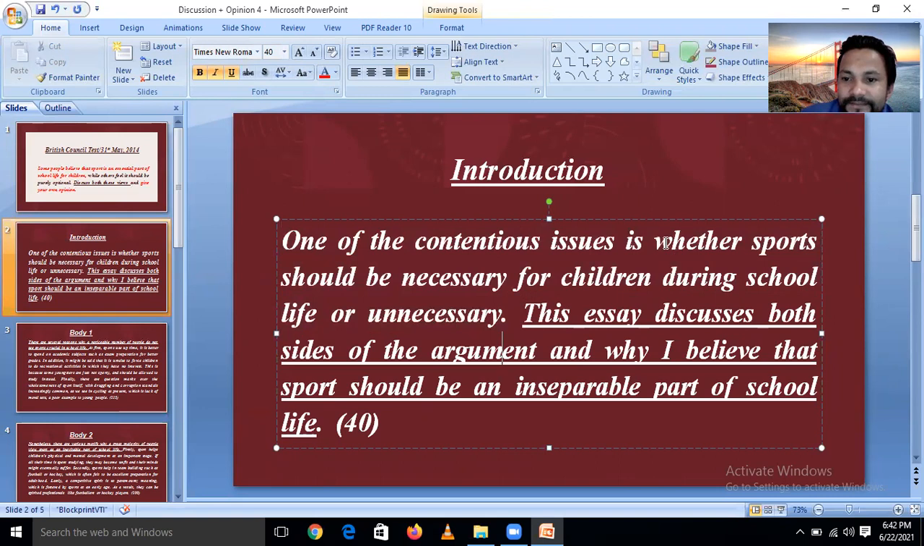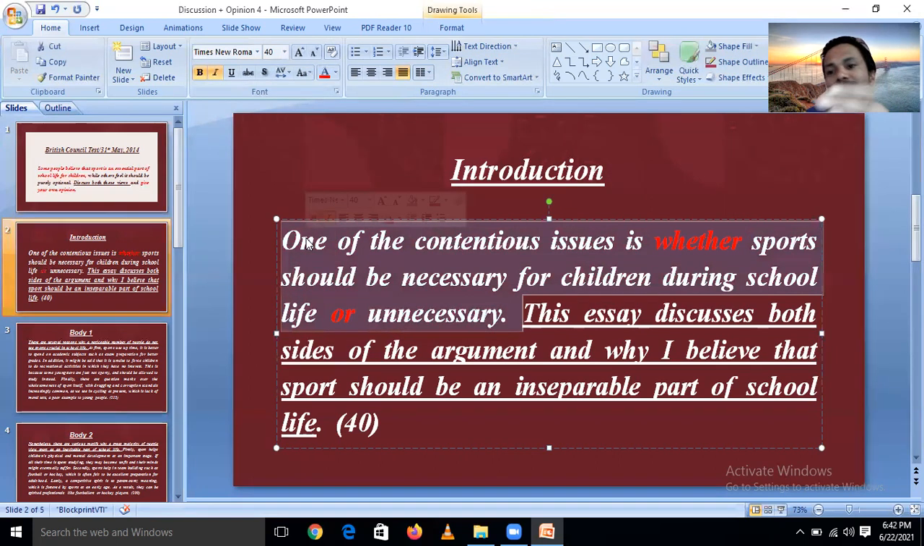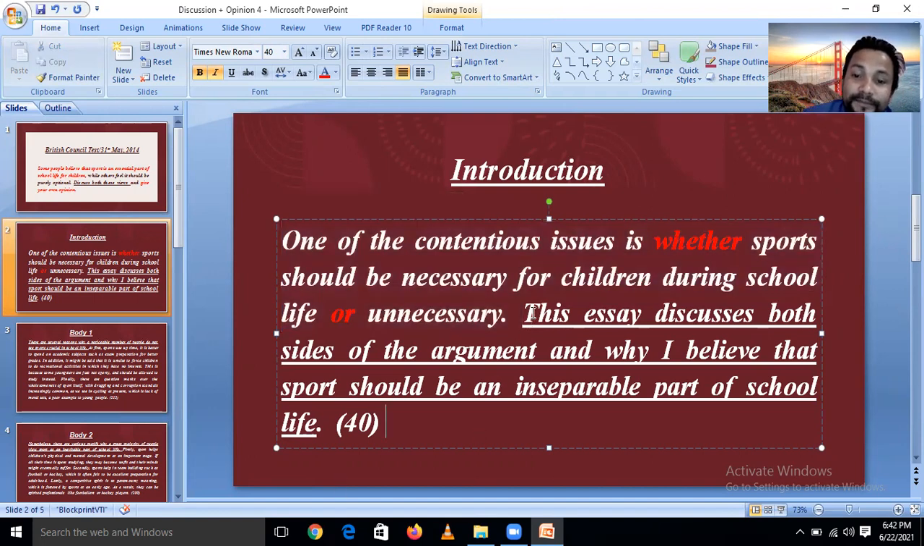So look here, whether sports should be compulsory or necessary or unnecessary. So this sentence has fully rewritten the main two opposing views of the question. This means exactly the same as the question. Now discuss both these views and give your own opinion. Then you need to give your opinion here.